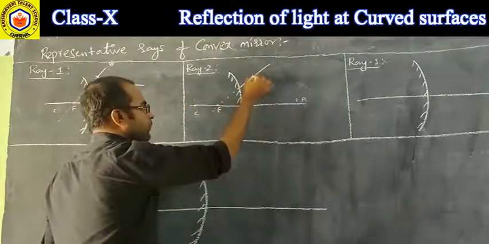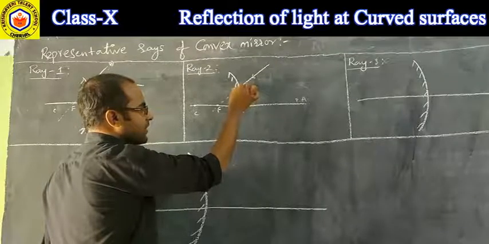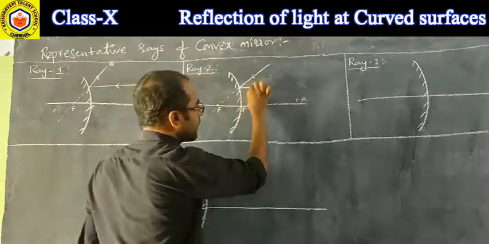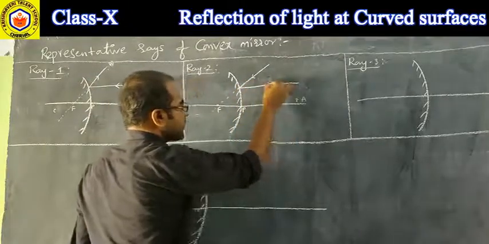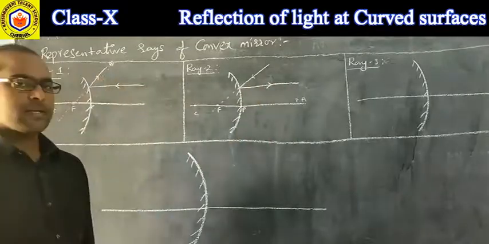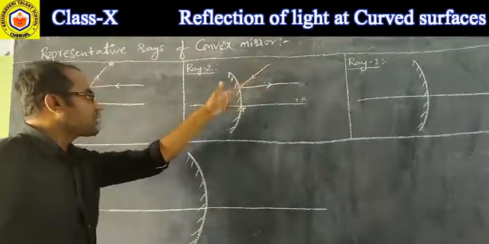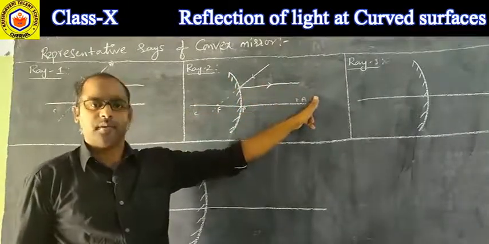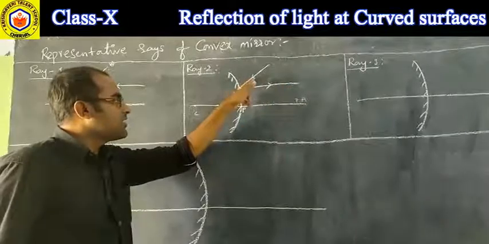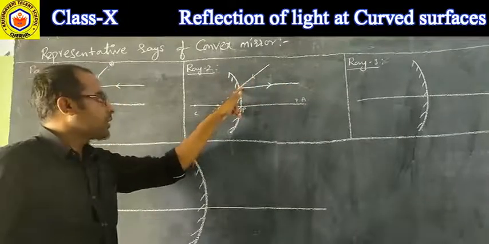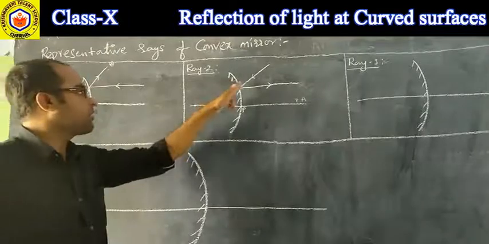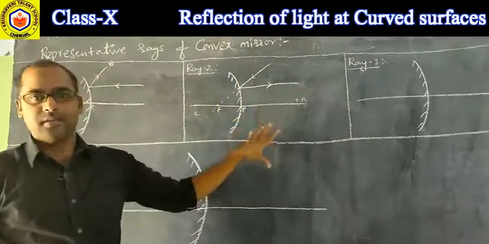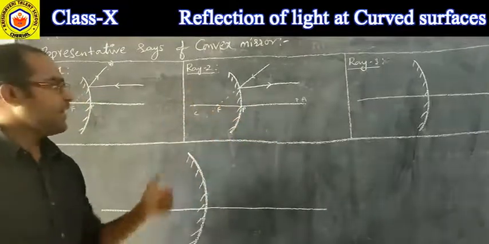So this is the incident ray. When it gets incident here, it will be reflected. In the reflection process, it passes parallel to the principal axis. A ray which is appearing to pass through the focus, after reflection passes parallel to the principal axis. Up to here it is the real ray, and from here to here it is a virtual ray, appearing to pass through the focus. After reflection it passes parallel to the principal axis. So that is ray 2.